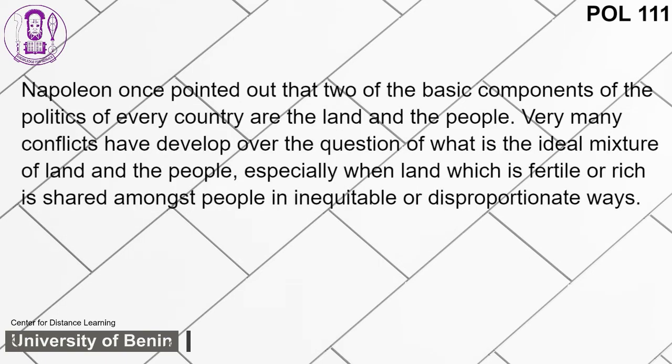Napoleon once pointed out that two of the basic components of the politics of every country are the land and the people. Very many conflicts have developed over the question of what is the ideal mixture of land and the people, especially when land which is fertile or rich is shared amongst people in inequitable or disproportionate ways.